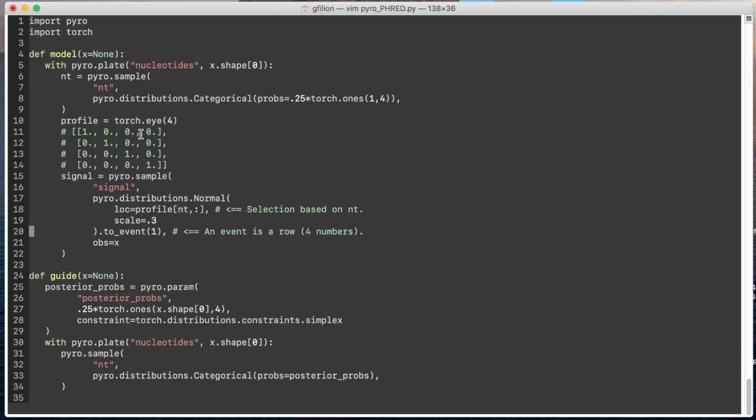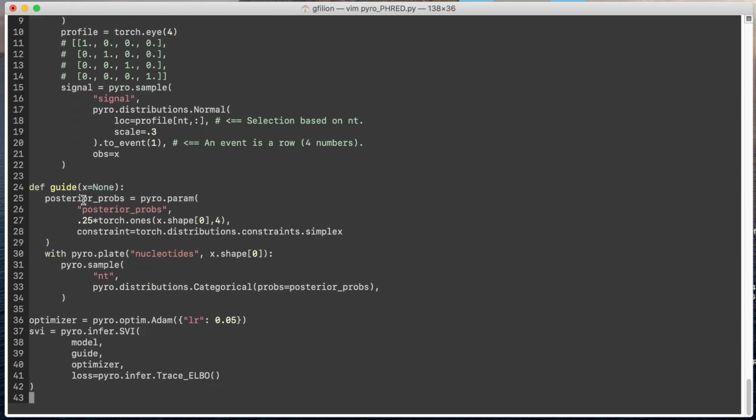Now let's have a look at the guide. We can see that the guide defines a parameter here that we call posterior probs. So this is a parameter which is initialized with all the values equal to 0.25. We have one value per nucleotide, and each nucleotide has 4 times 0.25 as the initial value here. And interestingly, we're saying that the constraint in these parameters here is that they should be on a simplex, which also means that we must make sure that whatever values we have here, these 4 values must add up to 1. This is because they define a probability spectrum.